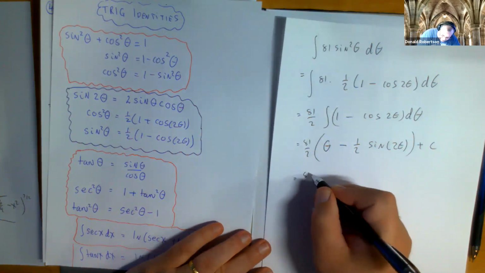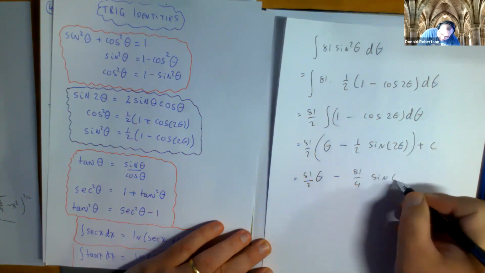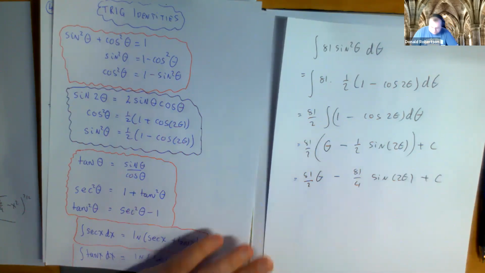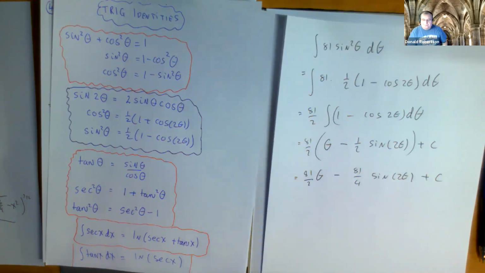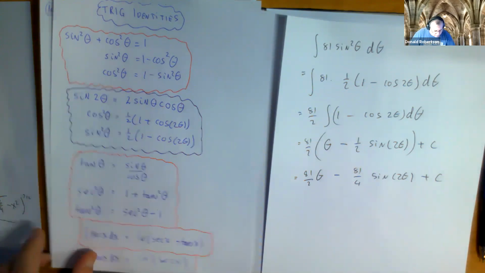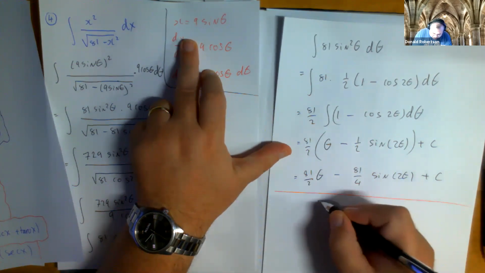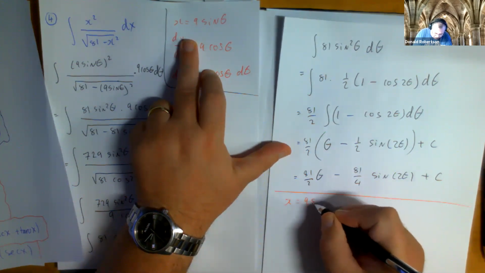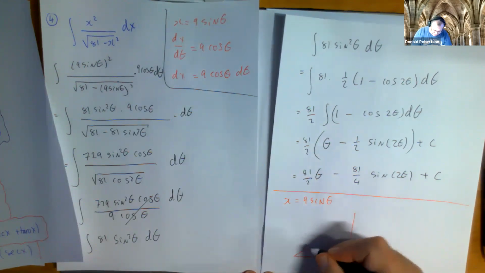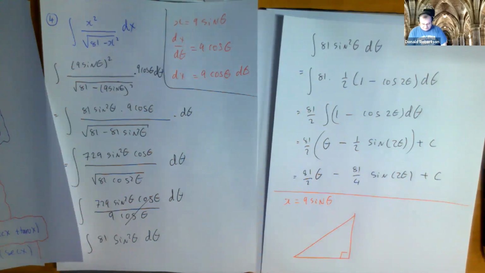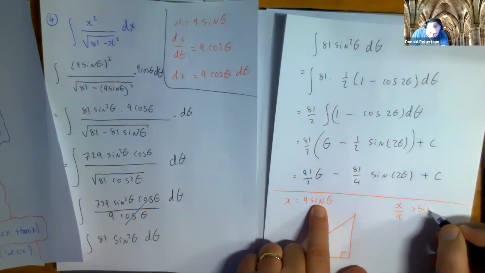And really, just to keep life relatively clean, let's just distribute the 81 halves and make it good. Right, we're here now. We go back to our original x substitution, and we are going to create that right angle triangle. Now, x is 9 sine theta, so x over 9 is sine theta.